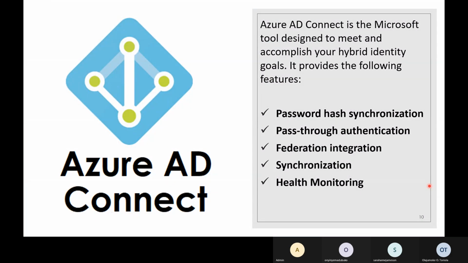Now, let's look at Azure AD Connect. So we've been talking about identity sync. So we want to talk about, what is that tool really that allows all of this synchronization under one roof? That tool is called Azure AD Connect. It's a tool that Microsoft designed to accomplish hybrid identity goals. And it provides you with the following features: password hash synchronization, pass-through authentication, Federation integration that we're talking about, synchronization, and then also health monitoring, which means it can help to monitor the identity of your users on the cloud.